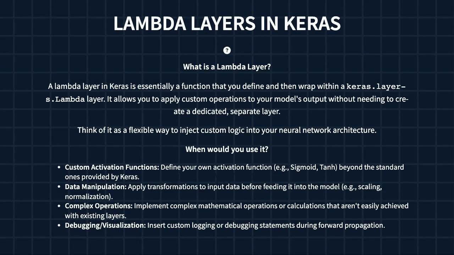Okay, let's talk about lambda layers in Keras. Basically, a lambda layer is just a function you create that you then wrap inside the Lambda layer in Keras. It's super useful when you want to add custom logic or operations into your neural network without having to build your own separate layer from scratch. You could use it for things like creating your own activation functions, manipulating data before it goes into the model, or even adding some debugging tools. Think of it as a way to inject specific calculations directly into your model's flow.